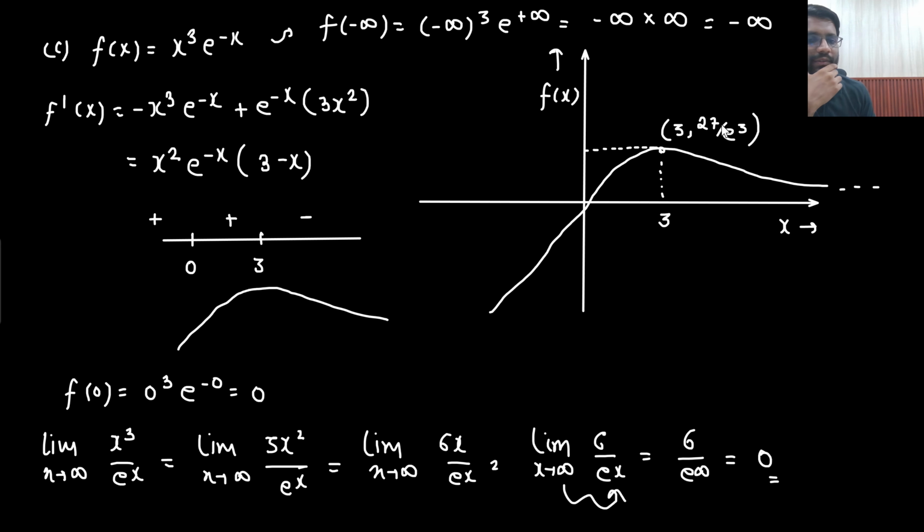Is that clear to you? And you can find out the value at x equals 3; you will get the maximum as well. Put 3 to the power 3, which is 27 divided by e cube. So from here you don't need to remember any conclusion.